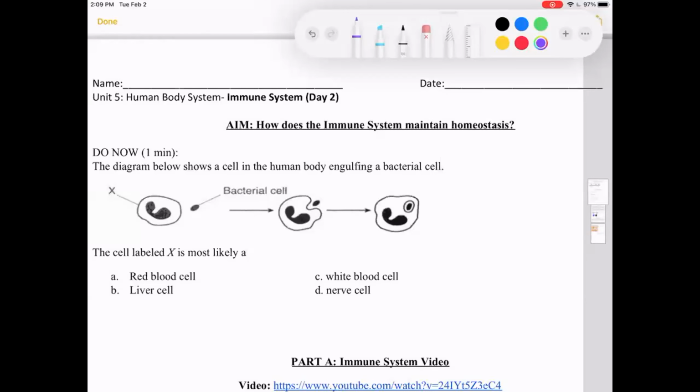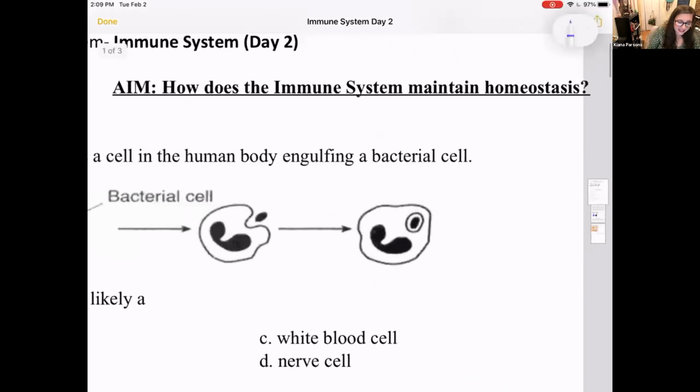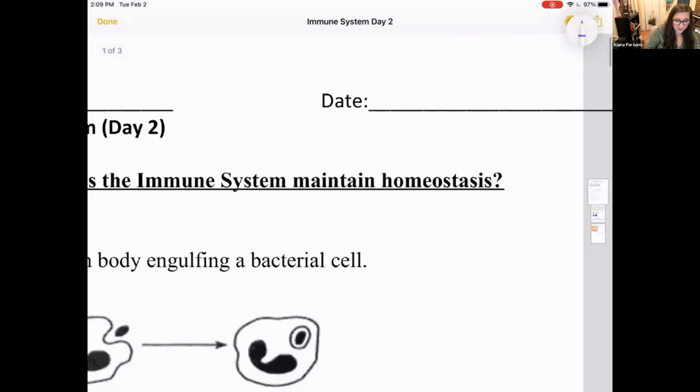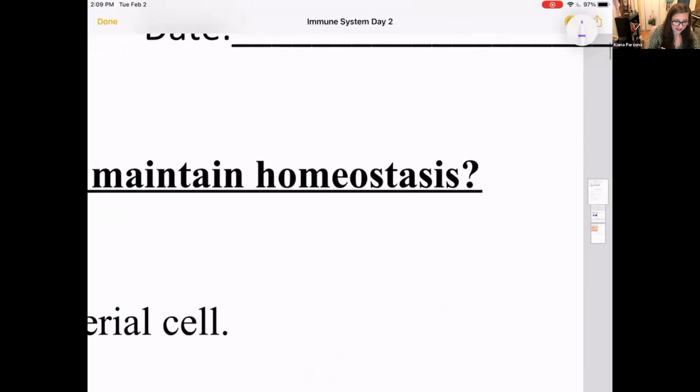All right. Hello and welcome to Immune System Day 2. This is our final body system in Unit 5. And today's aim is how does the immune system maintain homeostasis?